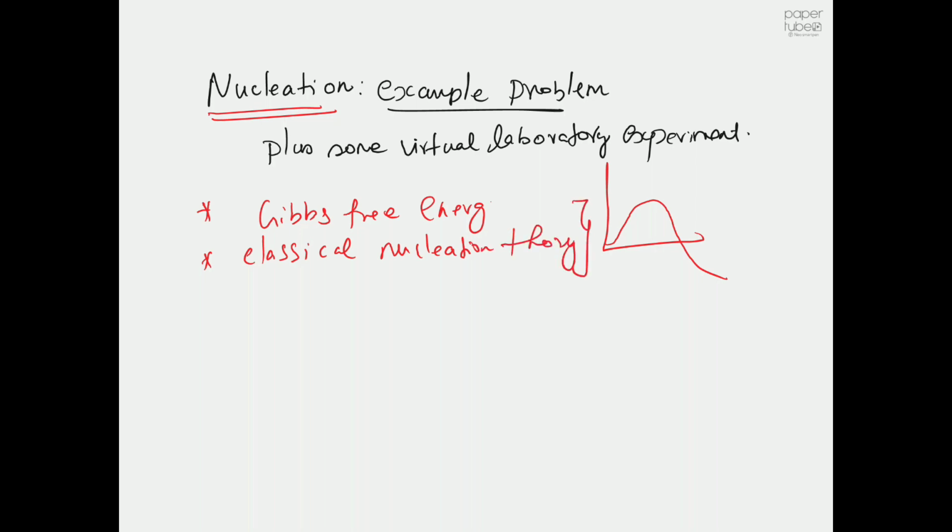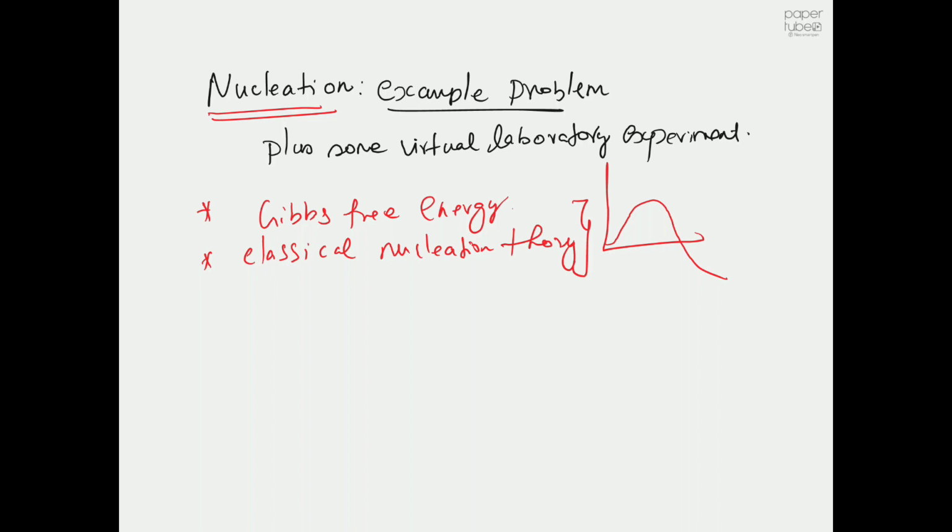You cannot solve the problem if you don't know what Gibbs free energy is about and what classical nucleation theory is about. If you think you are hearing these words for the first time, which means you didn't listen to part 4 of the virtual lab that I already uploaded in week 4 or 5, try to watch that video and then come to this lecture. If not, you cannot solve the problem.